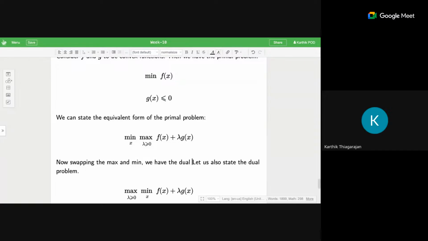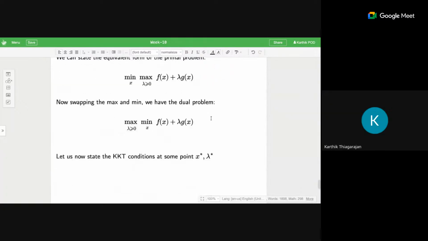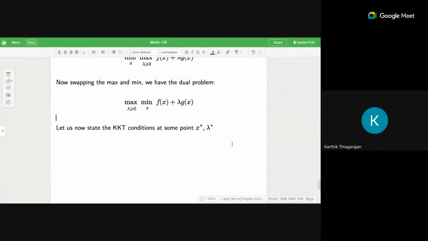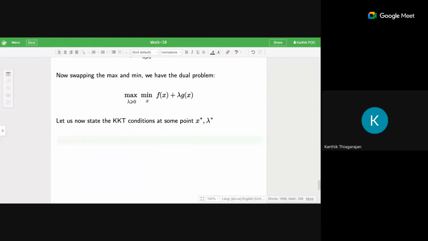That is the setup that you have to always keep in mind. This is the primal, this is the dual. Now let us state the KKT conditions at some point x star, lambda star. There are four conditions. Let's call this one. What is the first condition?